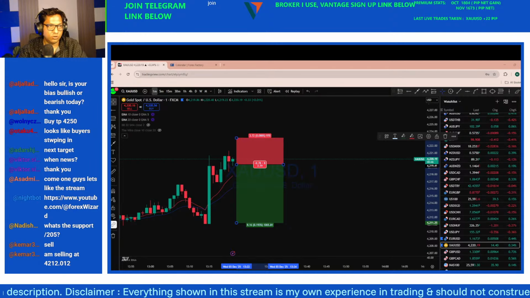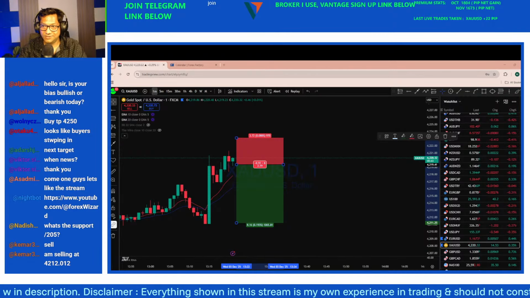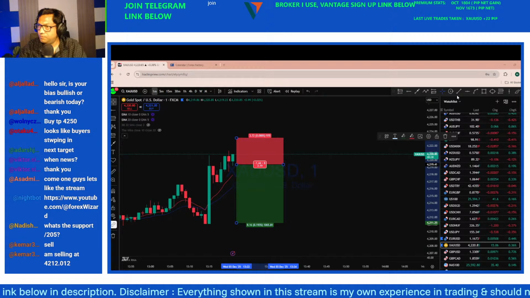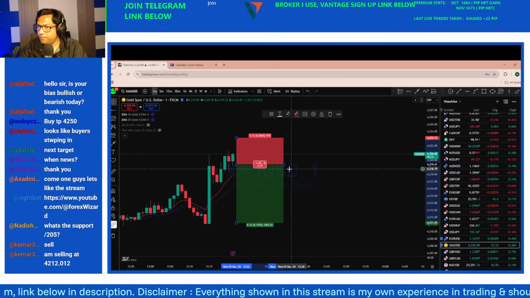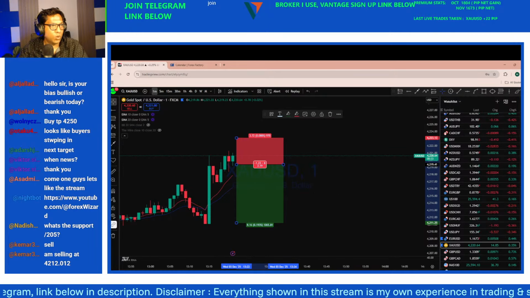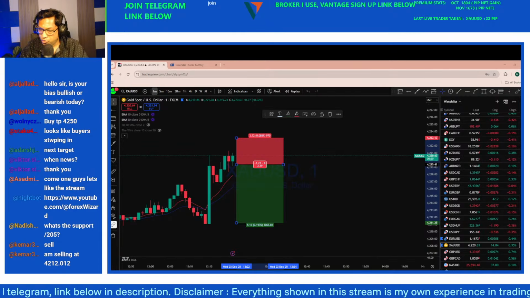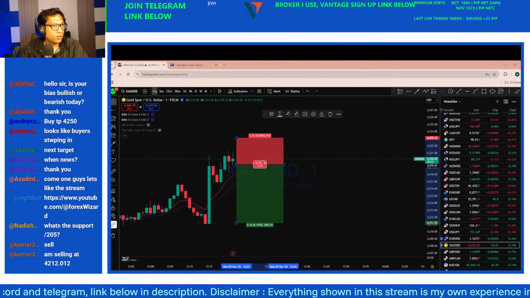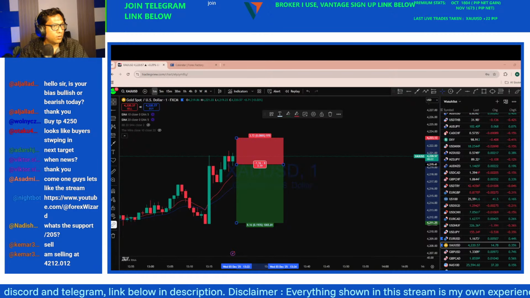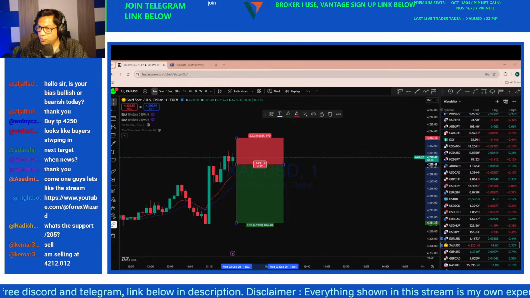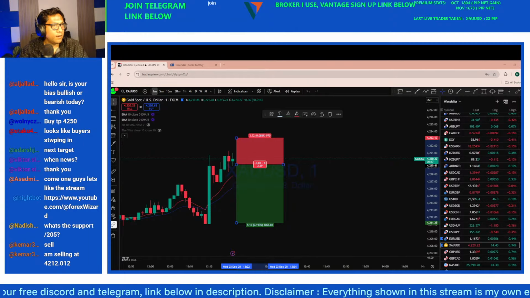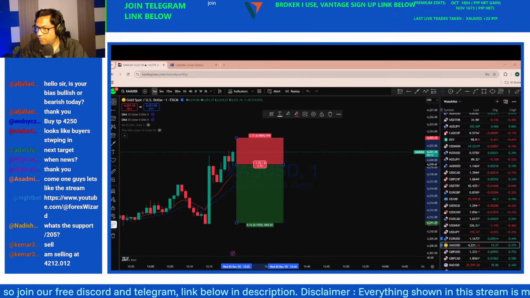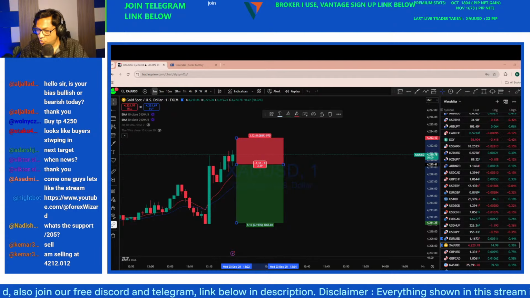Anything can happen, guys. Make sure that you put a stop loss as the market still can bounce off that level. So stop loss here at 4223.13, and take profit target at 4211.25.